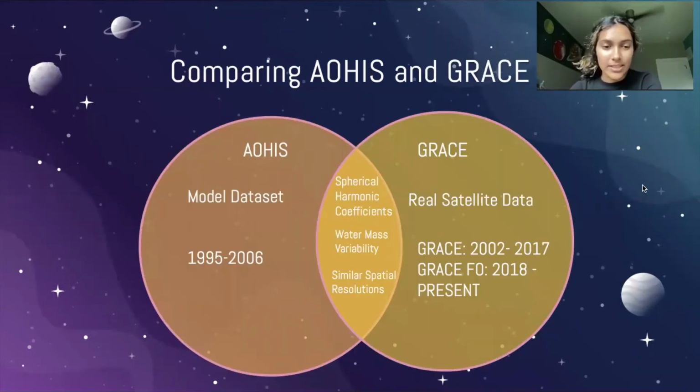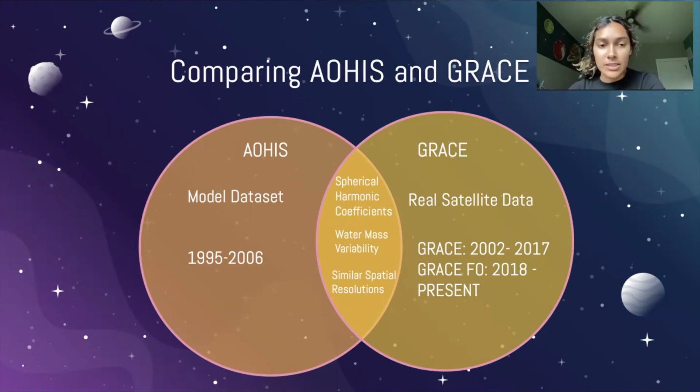So as Vardani touched on in the last slide, we chose to use the AOHIS model dataset with the GRACE dataset in our project because both the GRACE and AOHIS datasets are showing Earth's gravitational potential expressed as spherical harmonic coefficients, which, as Ethan talked about earlier, give information about water mass variability. Both the datasets also have very similar spatial resolutions.